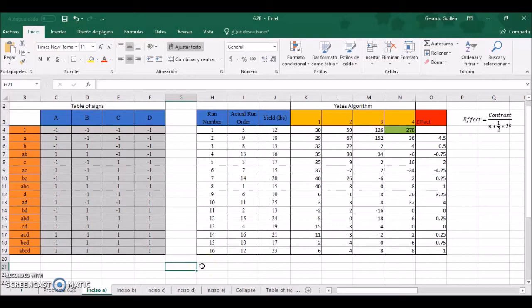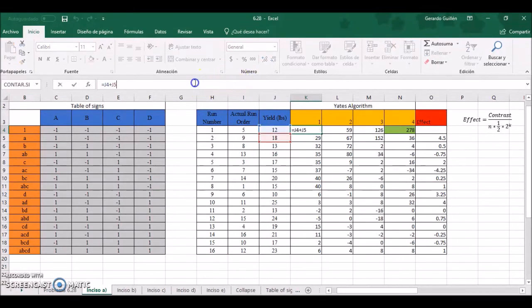First, we need to get those effects, and to obtain them, we are going to apply the Yates algorithm, starting from the data of the yield. The first thing you need to do is add the first and the second data. Then you add the third and the fourth, and so on until you finish with the last two. After this, you subtract the first from the second, the third from the fourth, and so on until you reach the last value. This is for the first Yates column. You need to follow these steps until you reach the fourth column.